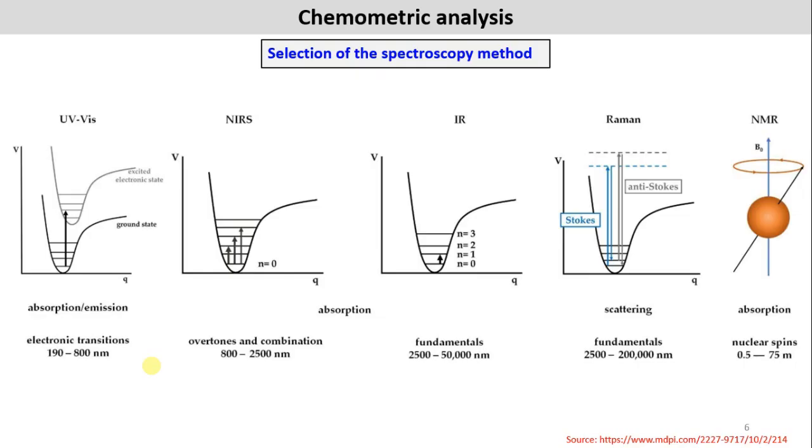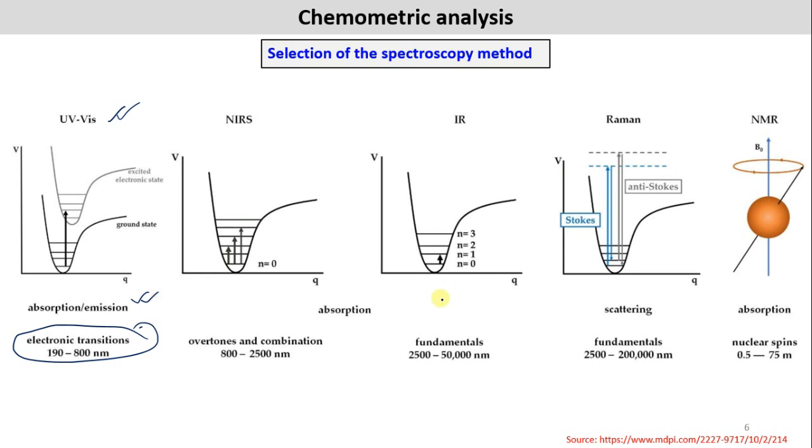So now coming to the chemometric analysis, how do you select the spectroscopic method? In the first one, we have this UV visible spectroscopic technique. As I told you, there would be electronic transitions and there would be absorption emission phenomena. Okay, absorption of the electromagnetic radiation, that means UV and visible electromagnetic radiations by the electrons. So it will absorb, go to the high stage, and it will come down by emitting the excess energy. Okay.